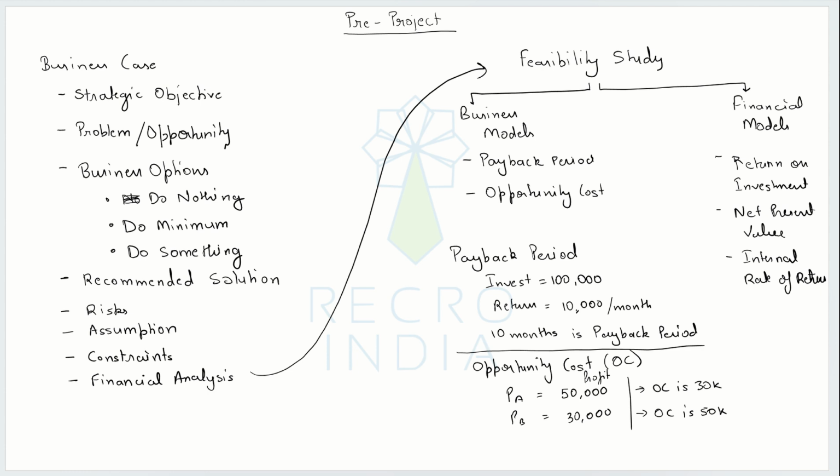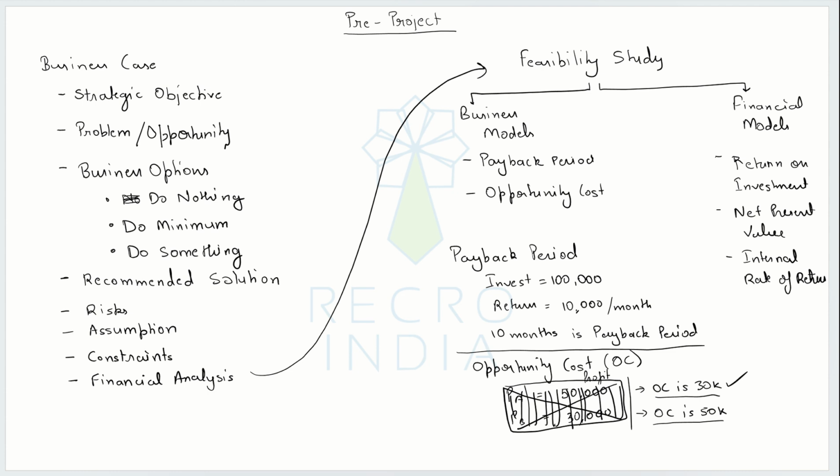So if I now ask you to forget this piece of information and just focus on the right hand side, that if I select project A, the opportunity cost is 30,000, and if I select project B, then the opportunity cost is 50,000. Which one will we prefer? Obviously the project with lower opportunity cost, because the lesser you have to let go of, the better it is.